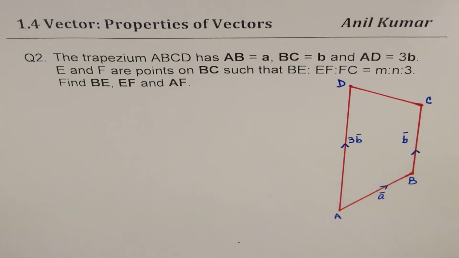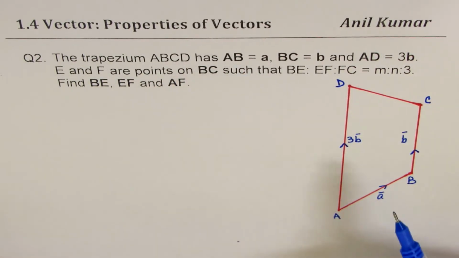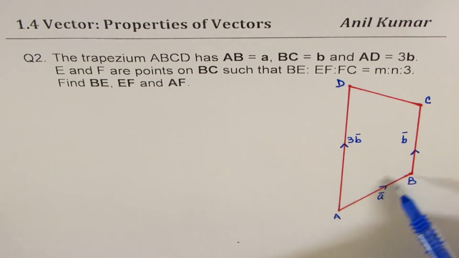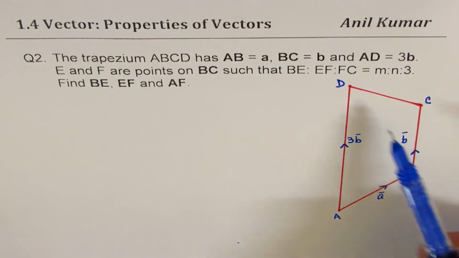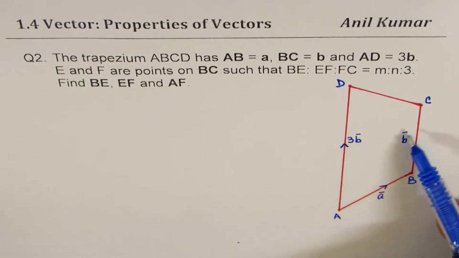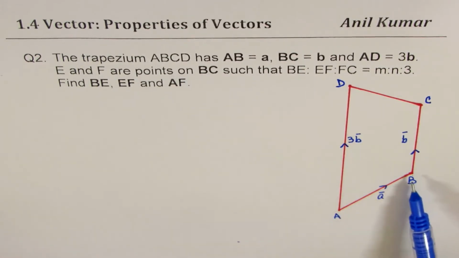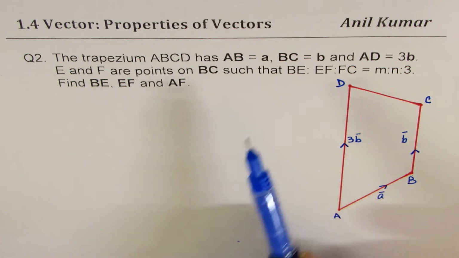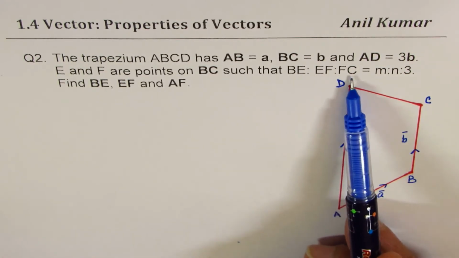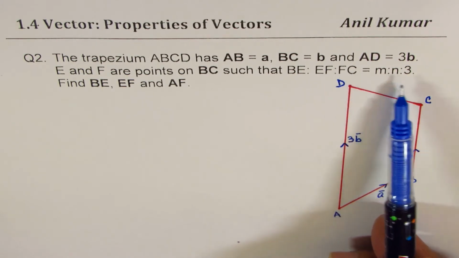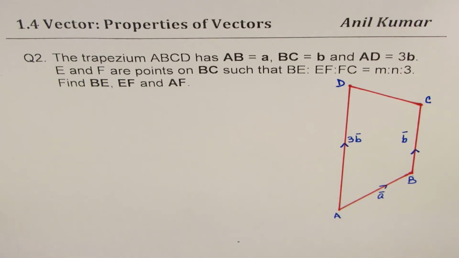Question number 2 is, the trapezium ABCD has AB equal to a, BC is b, AD is 3 times b, that means they are parallel also. E and F are points on BC. So on BC we have 2 points E and F, such that BE to EF to FC is m to n to 3. Find BE, EF and AF.